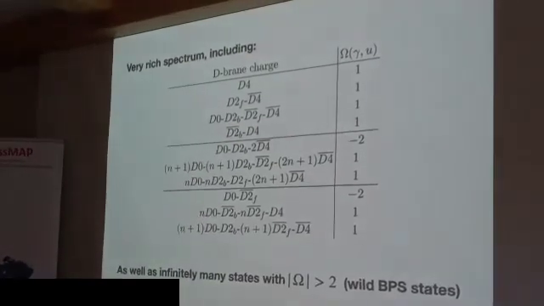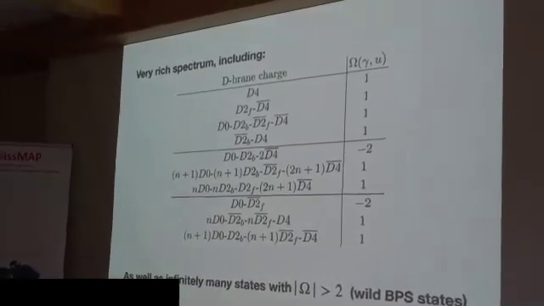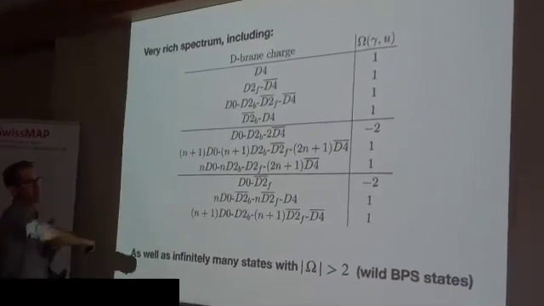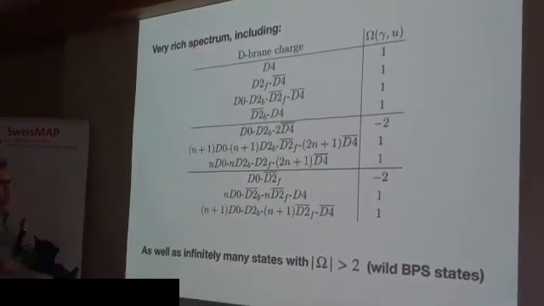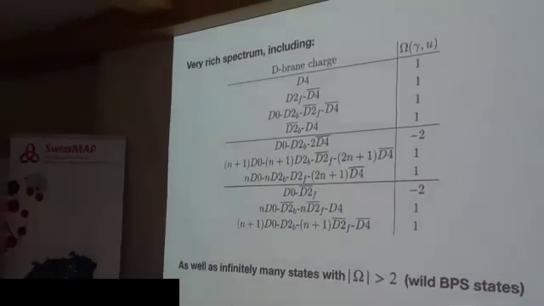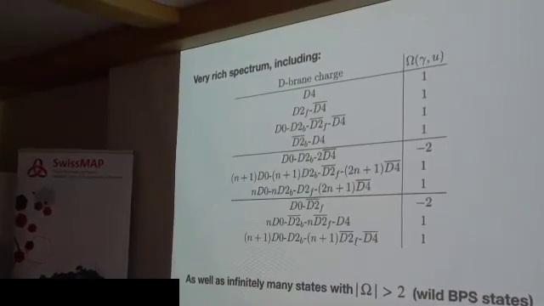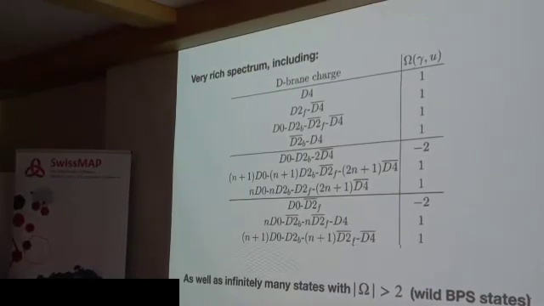There's an infinite number of BPS states. Some of them can be listed systematically, so they come in families. But in fact, most of them are actually so-called wild BPS states. They have omega of absolute value greater than 2, and it's very hard to give a systematic description, at least at this point in moduli space.